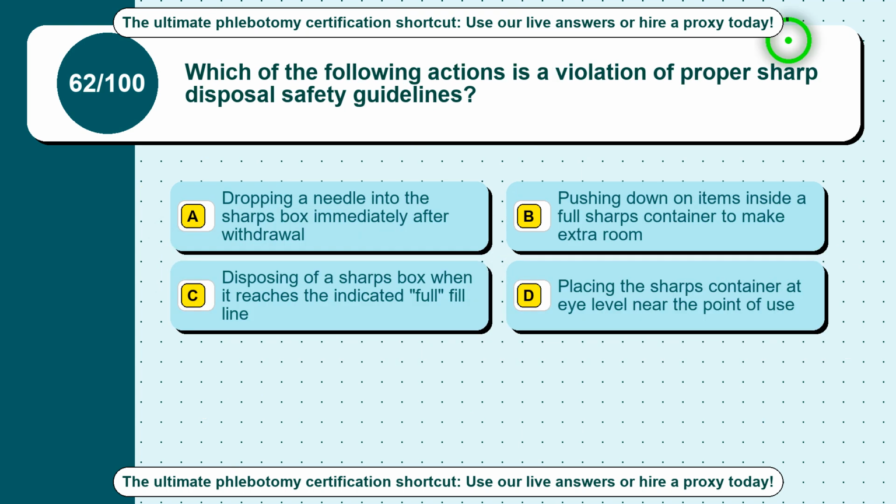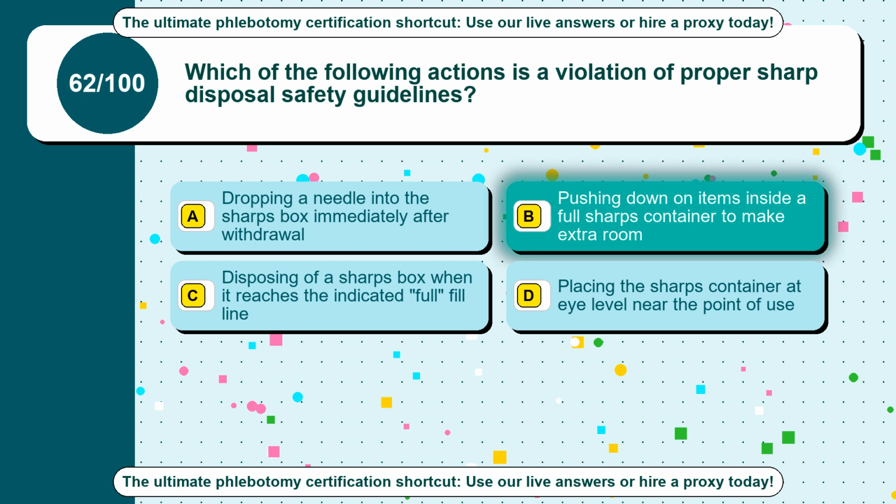Question 62. Which of the following actions is a violation of proper sharp disposal safety guidelines? Option A. Dropping a needle into the sharps box immediately after withdrawal. Option B. Pushing down on items inside a full sharps container to make extra room. Option C. Disposing of a sharps box when it reaches the indicated full fill line. Option D. Placing the sharps container at eye level near the point of use.